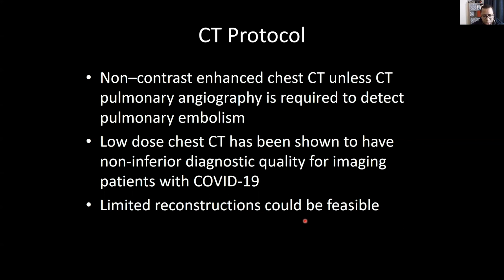At one of the institutions where I trained, their protocol for COVID-19 just involved sending coronal sequences and lung windows to the radiologist to interpret. So they didn't send the axials or sagittals or the different kernels. They just sent a sharp kernel and in coronal, just to get that anterior, posterior, central versus peripheral, apical versus basal distribution noted.